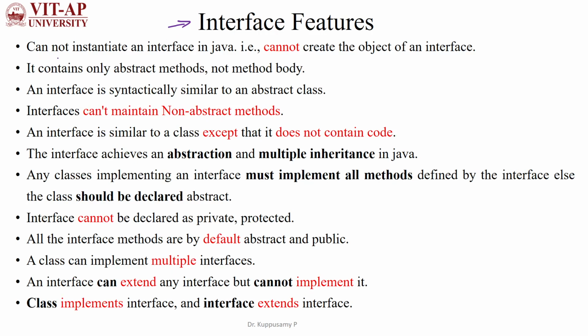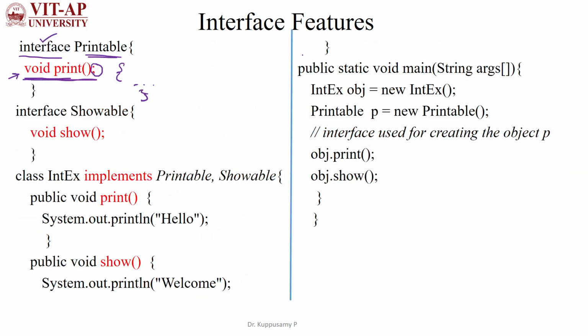The interface cannot instantiate an object inside Java. That means it cannot create an object of an interface. You see here, I am using the interface Printable. So this is the Printable interface, and I am using it for creating the object. Here I am creating the object by using the interface.